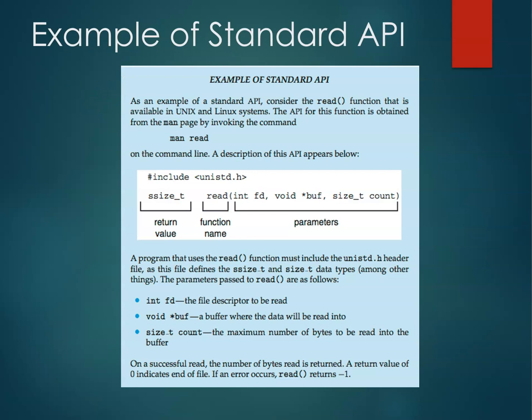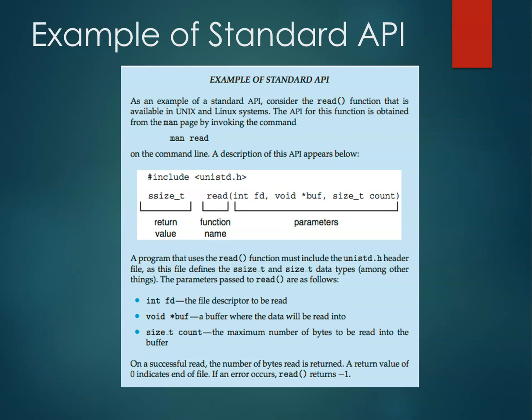Here's an example of a standard API call in Linux. The read function in Unix and Linux. And here you can learn about it from the man page. And here's a description of the API actual call. We've got a return value, our function name, and our parameters, pretty standard. A program that uses the read functionality must include the appropriate header, unistd.h, as this defines the size_t and ssize_t data types, among others, of course.